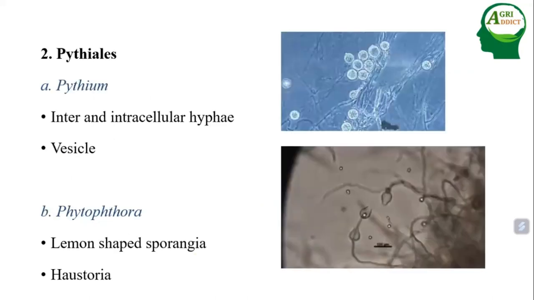Coming to the Peronosporales, we have Pythium here, which causes damping off and root rots. For example, Pythium aphanidermatum causes damping off in tobacco. This Pythium will enter into the host with the help of inter- and intracellular hyphae, and it has a vesicle, which is absent in Phytophthora. Phytophthora, as you can observe in the picture, has lemon-shaped sporangia. And haustoria is the nutrition-absorbing organelle.